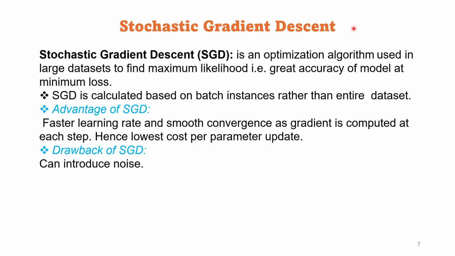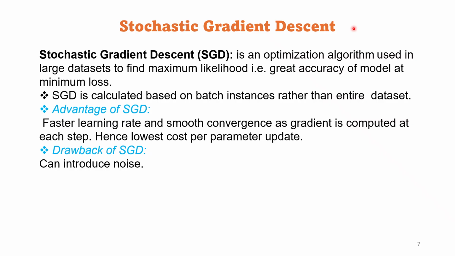In SGD, compute the slope and update the parameters after every training sample. This speeds up learning. The advantage of SGD is faster learning, and smooth convergence as gradient is computed at each step, hence lowest cost per parameter update. But the drawback is it may introduce some noise.